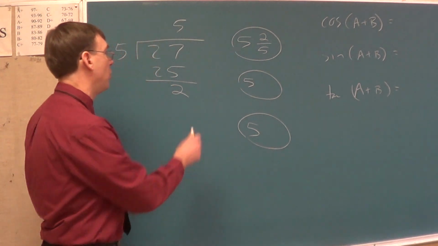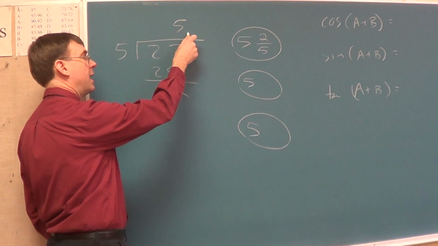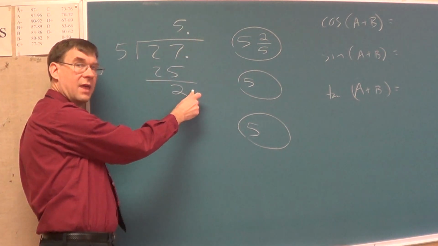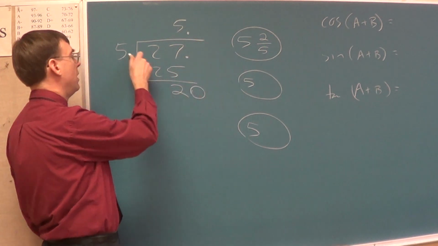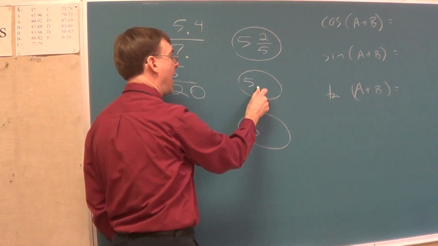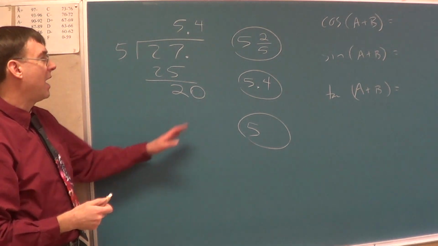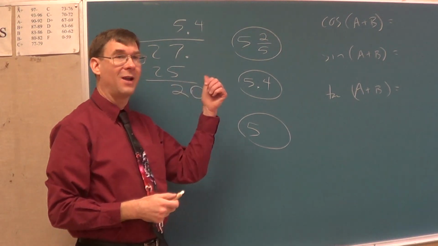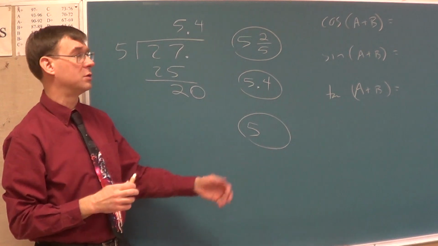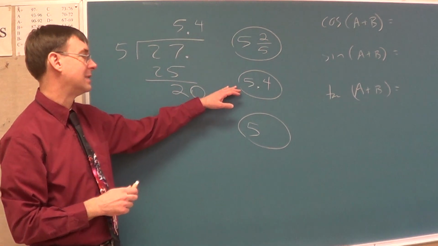We could go a decimal. Okay, we could throw a decimal in the problem, bring the decimal straight up. What do we have to do to this? Put a 0. 5 into 20 goes 4. So 5.4 could be just fine. Sometimes you have to divide a little bit longer like we did there. Sometimes that goes a while when you make the decimals. So that's the one I usually do the least.